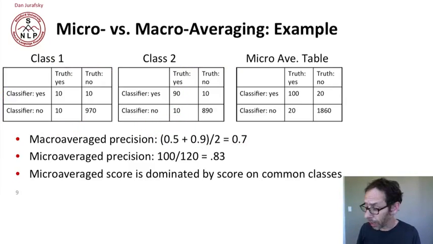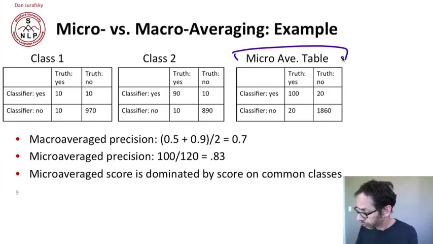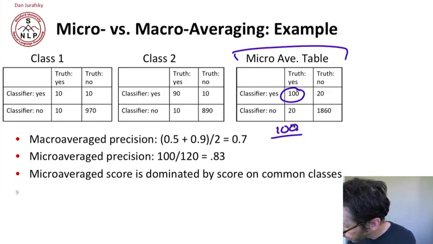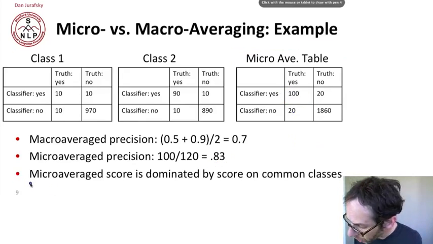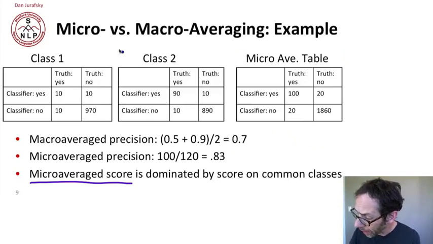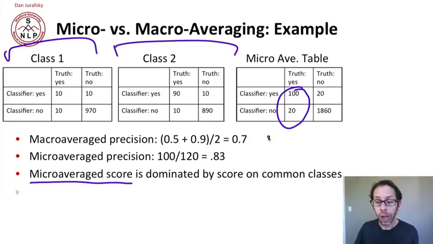For micro averaging, on the other hand, we're going to take the two contingency tables and just add them all together to get a single micro average contingency table. And now we're going to compute precision directly from that. So we'll get 100 over 100 plus 20, or 0.83. So you can see that the microaverage score is dominated by the score in the common class. Class 2 is much more common than class 1. These numbers are much bigger. In microaveraging, that class will dominate these summed numbers in this summed contingency table. In macroaveraging, each class is going to participate equally.